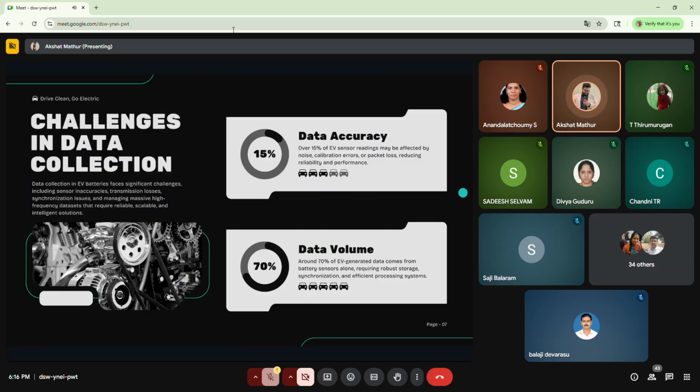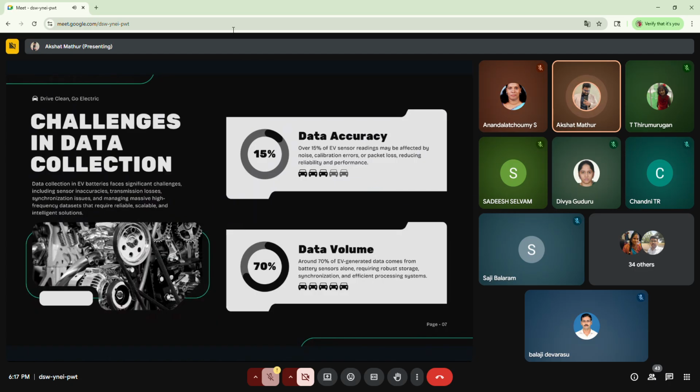So, now we have seen the data collection process. What are the challenges which we actually face in real world scenarios in the process of this data collection? Collecting data from EV batteries may sound very simple, but it's not without challenges. First is data accuracy. Studies show that more than 15% of raw EV sensor readings can be compromised by noise, calibration errors, or packet loss. Without correction, this leads to misleading results and unreliable monitoring.